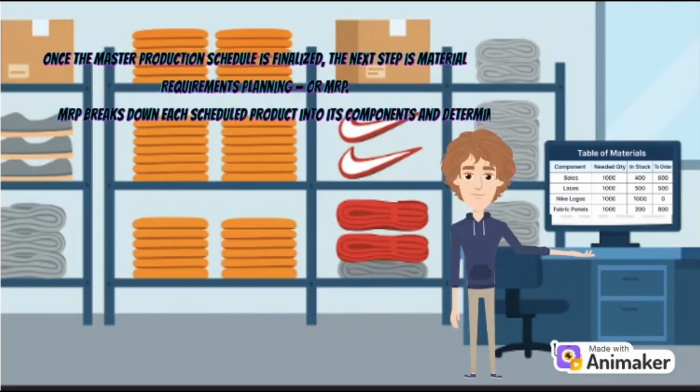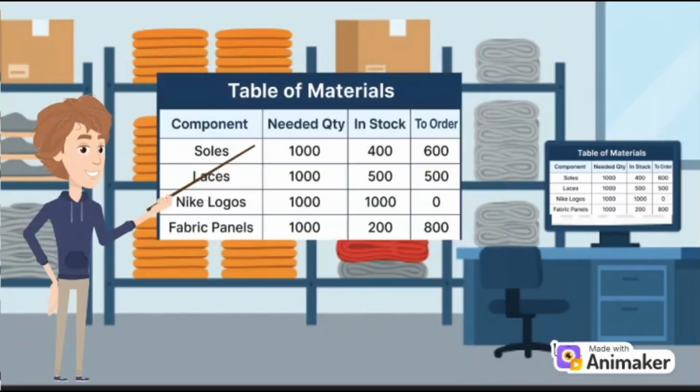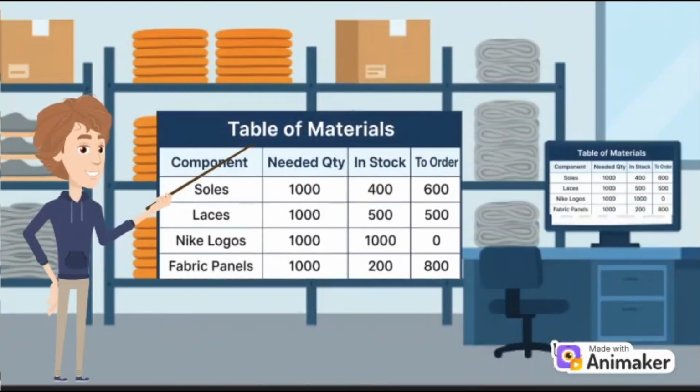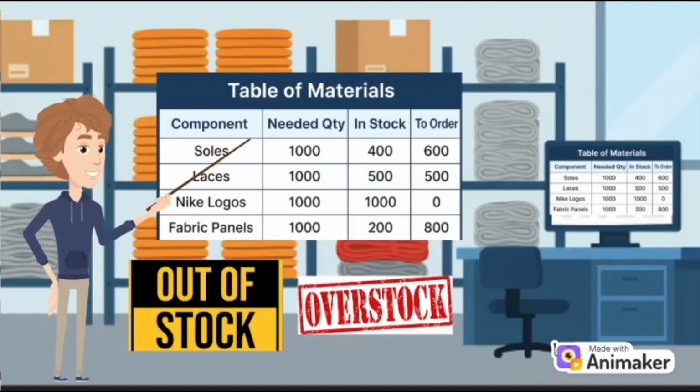Once the master production schedule is finalized, the next step is Material Requirements Planning, or MRP. MRP breaks down each scheduled product into its components and determines the exact quantities of raw materials needed. For example, if week 1 requires 1,000 Air Max shoes, MRP calculates the total soles, laces, fabric panels, and logos needed. It also checks current inventory and triggers procurement only if stock is insufficient, avoiding both shortages and overstock.